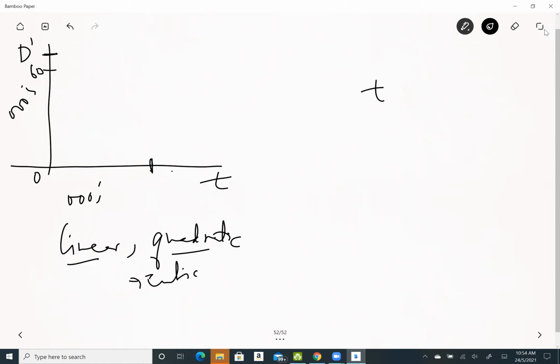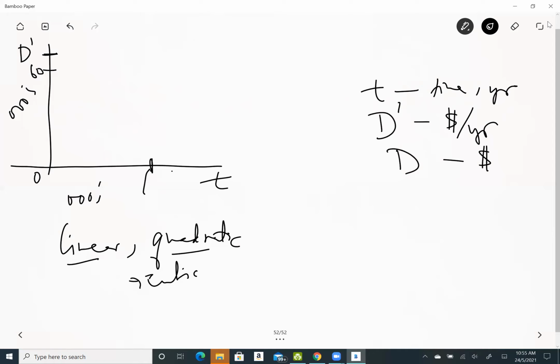So the time, T, is the time period in years. Depreciation is in dollars. Depreciation rate, D prime, is dollars per year. Depreciation is in dollars.